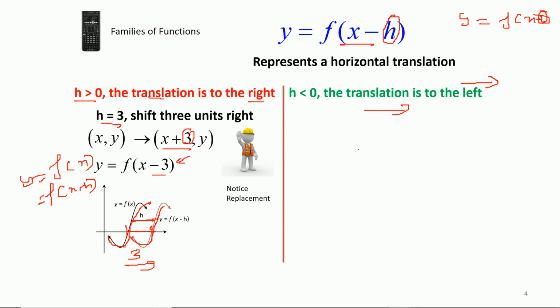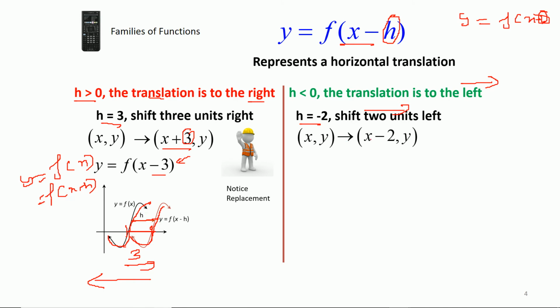Now if h is less than 0, then what? Similar thing, but on the left side. So the translation will be to the left. If h equal to minus 2, it shifts 2 units left. So if we have x, y, and this is x minus of minus 2, in the function we say x minus of minus 2. Just understand this.